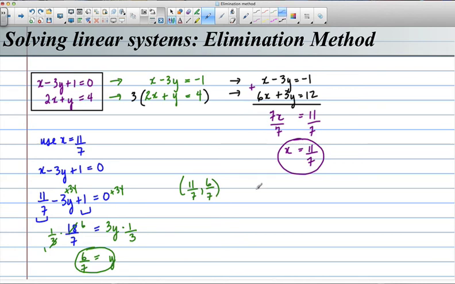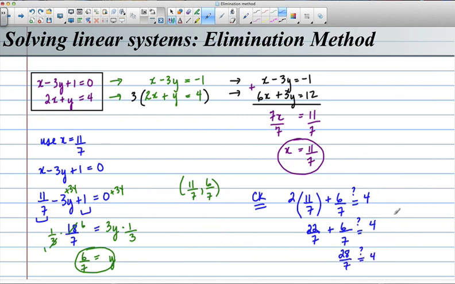And let's do a check. We use the second equation. 2 times 11 sevenths plus 6 sevenths. Does that equal 4? 22 sevenths plus 6 sevenths. We already have a common denominator. And so 28 over 7, does that equal 4? That's like 28 divided by 7, so 4 does in fact equal 4. I think we'll stop here.